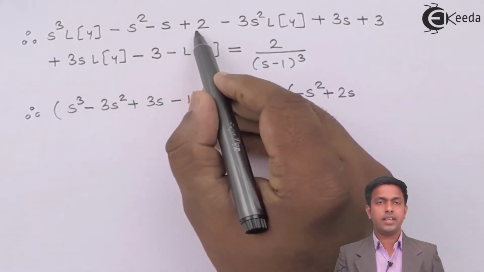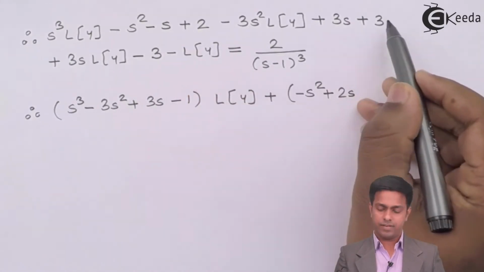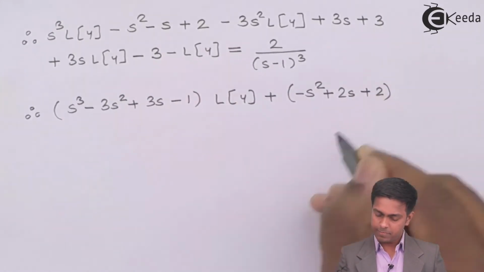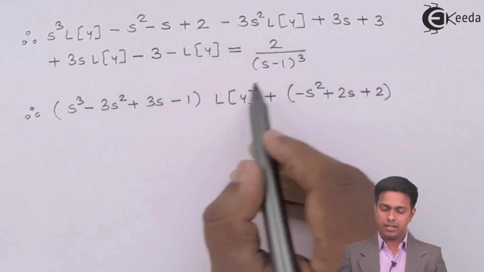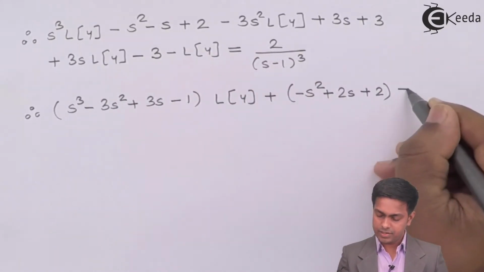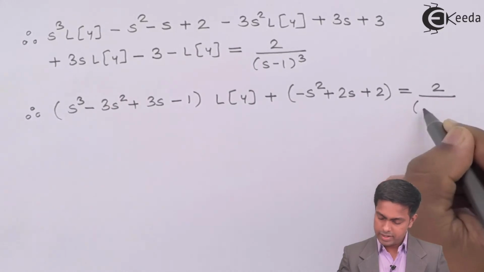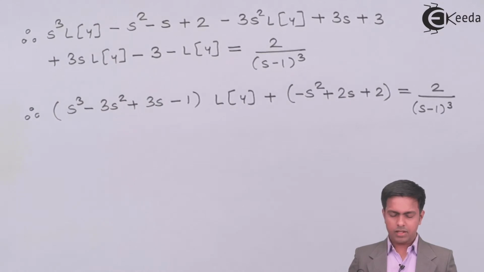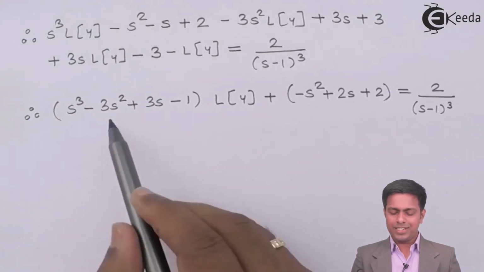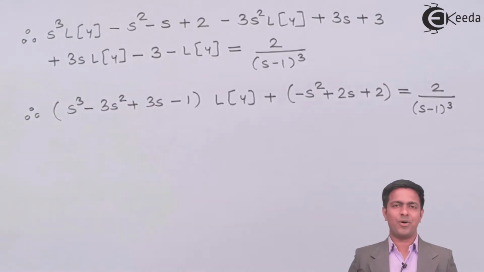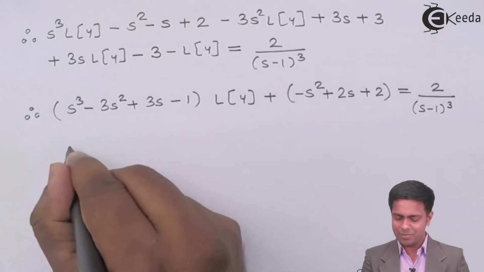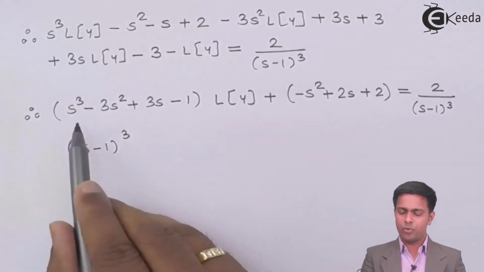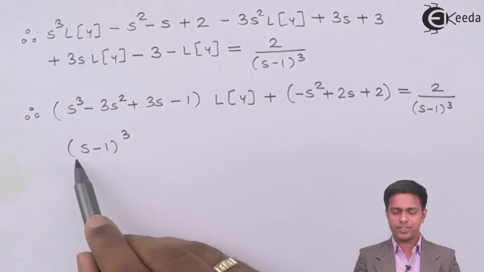Then plus 3, plus 2 plus 3, 5. Then minus 3, that is plus 2. And on the right hand side, we'll get this term, which is 2 upon (s minus 1) cube. Now, if you see this bracket, then it reminds me about one formula, and that is nothing but (s minus 1) the whole cube. So these 4 terms are the expansion of this formula.